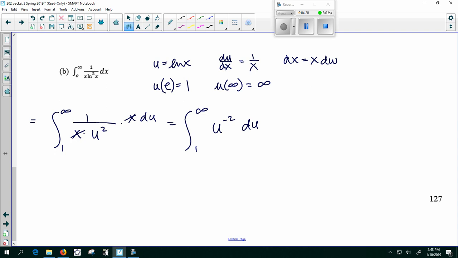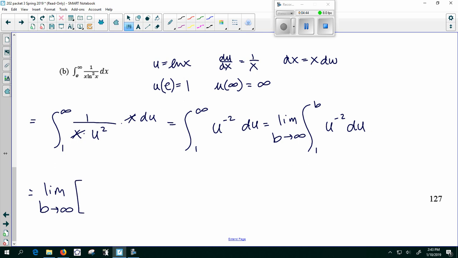Now the problem is the infinity, right? So how do you integrate all the way to infinity? So what I'm going to do is I'm going to integrate from 1 to b of u to the negative 2 du, and then take the limit as b approaches infinity. So we have the limit as b approaches infinity. The antiderivative of u to the negative 2 is negative 1 over u. Evaluating from 1 to b.